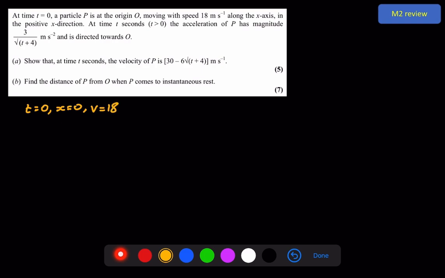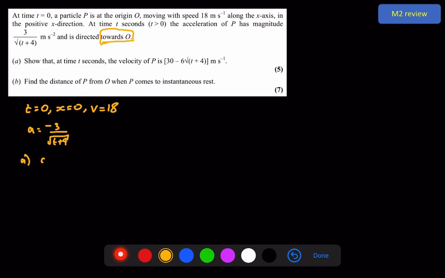At time t seconds, the acceleration of P has magnitude 3 over root t plus 4 and is directed towards O. So if this particle is moving from the origin at time t equals 0 in the positive x direction, the acceleration directed towards O means that this is negative. That's very important that you get the correct direction on your acceleration. Part A: show that at time t seconds, the velocity of P is that expression there.